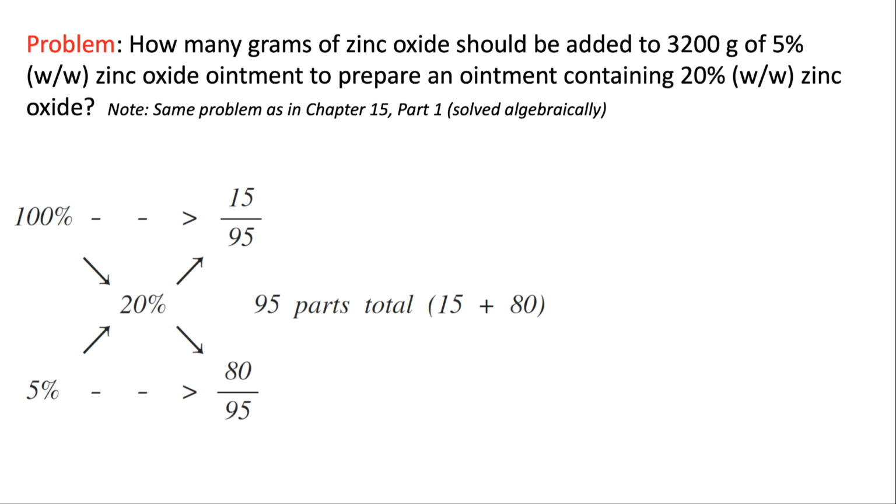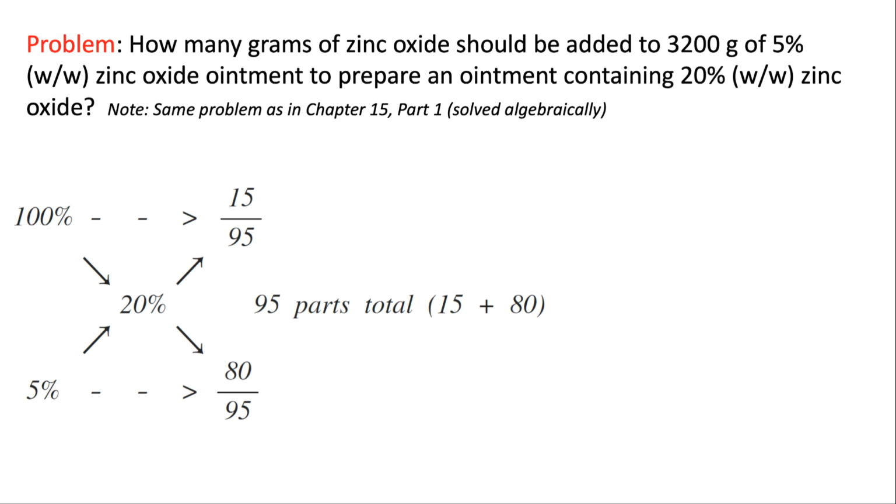Let's add those two together. So 15 plus 80 equals 95. So really, we have on top that we need 15 out of 95 parts to be the 100% pure zinc oxide powder. On the bottom, we need 80 out of 95 parts to be the 5% ointment. Okay? So we have set up our proportions just like we've done before. Really nothing has changed beyond knowing that pure zinc oxide powder would be considered to be 100%.